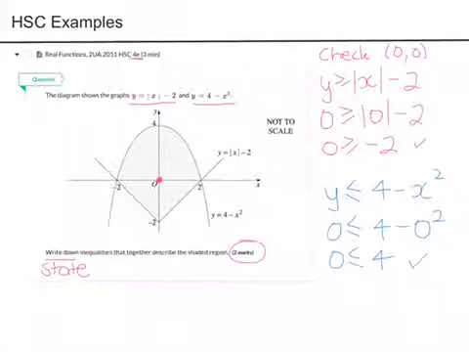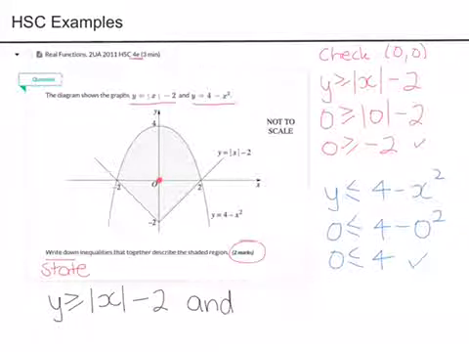And so as both of these inequalities hold, the solution to our question is to write down that y must be greater than or equal to the absolute value function and less than or equal to the parabola.